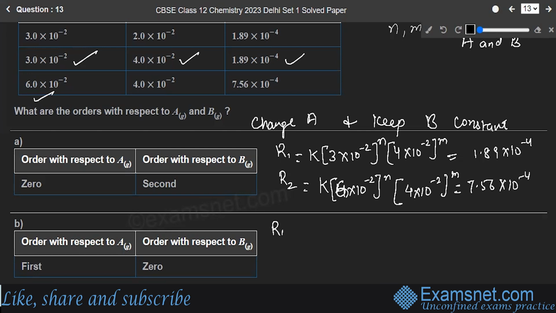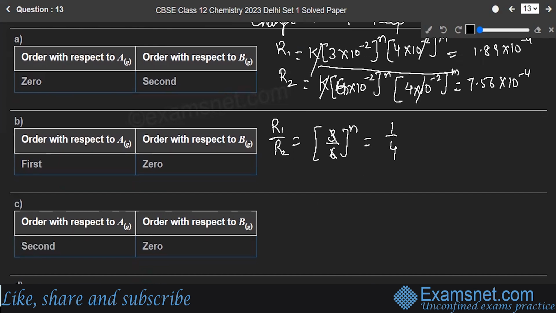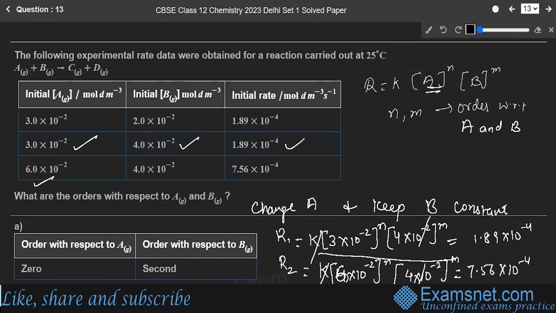Let's divide both of them. You have R1 upon R2. From here, if I divide, this will cancel, this will cancel, and here it will be 3 upon 6 power n. This is equal to, when I divide 1.89 by this, I'll get 1 by 4. So here you have 1 by 2 raised to power n is equal to 1 by 4, which can be written like this. This gives you n is equal to 2. Now, I got the order of A.